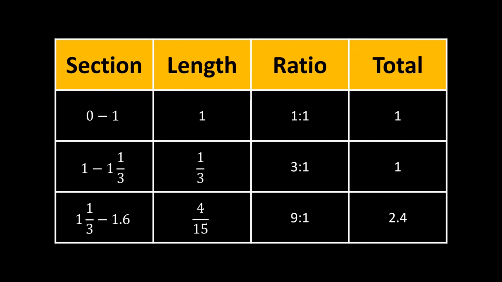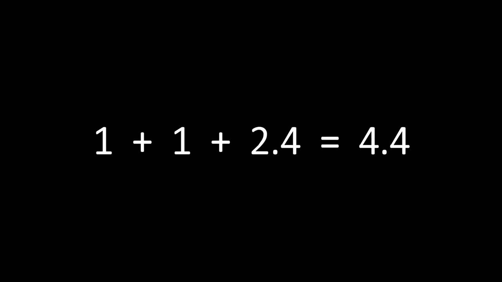Adding up the fuel required for each section, we can see that this gives 4.4 full capacities of fuel required, which is a total of 22 units of fuel given the capacity of 5 units.